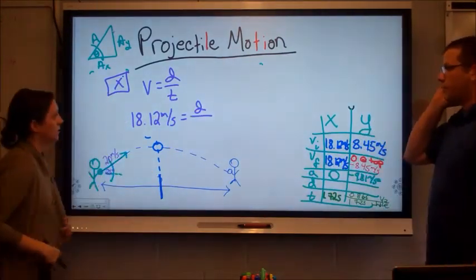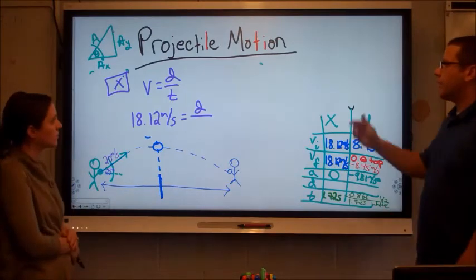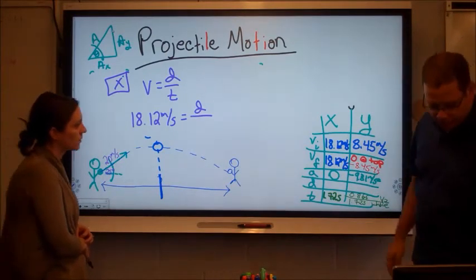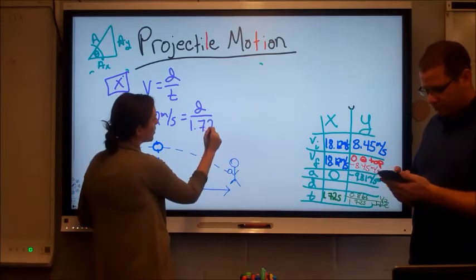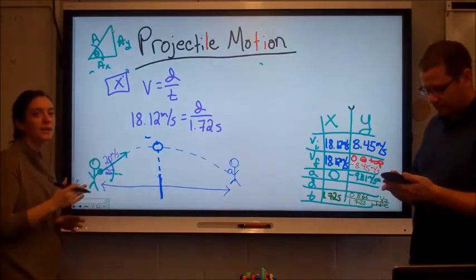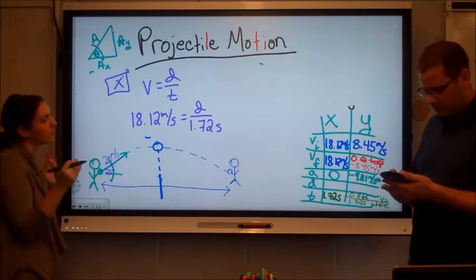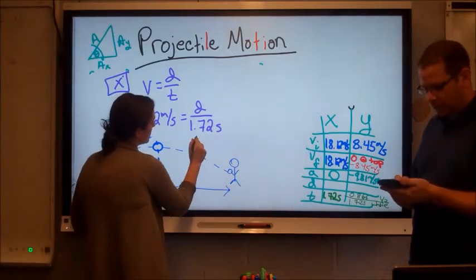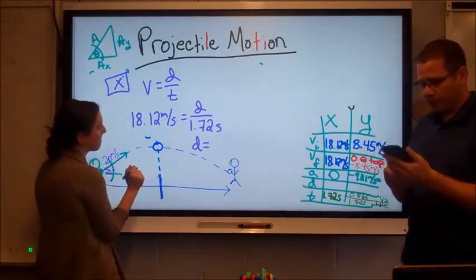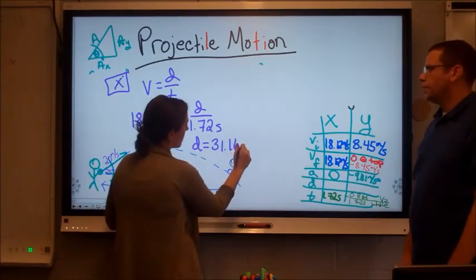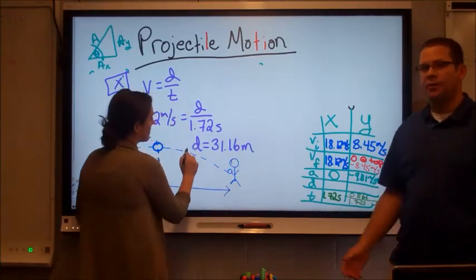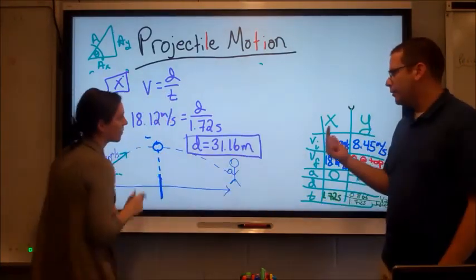All right, so we have 18.12. Then we have a distance, which we're looking for, and a time, so we're going to multiply 18.12 by the time. Make sure you're plugging in your full time here, because like we said, we're talking about x. In x, we always talk about our full time. So 18.12 times 1.72 gives you 31.16 meters.